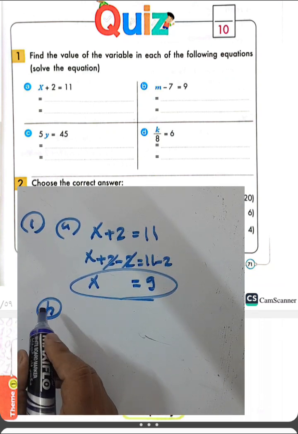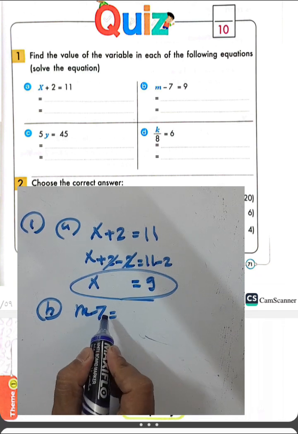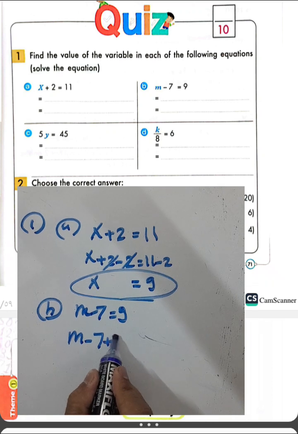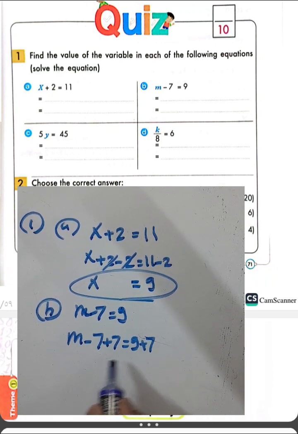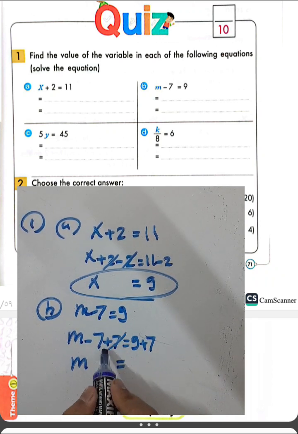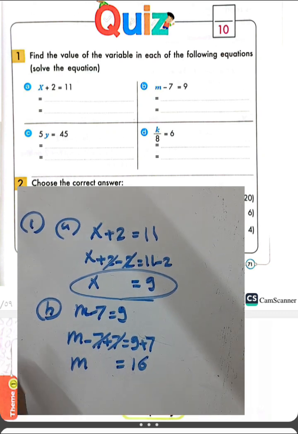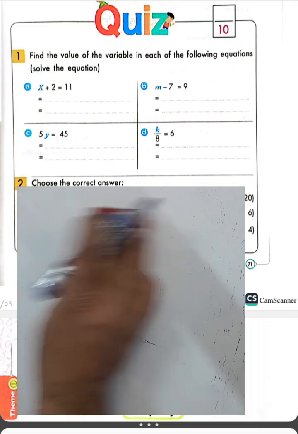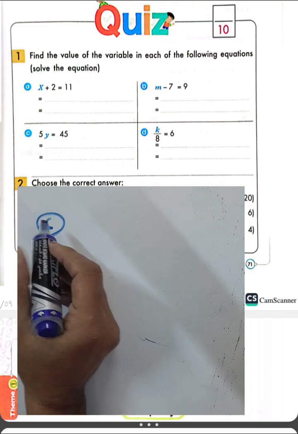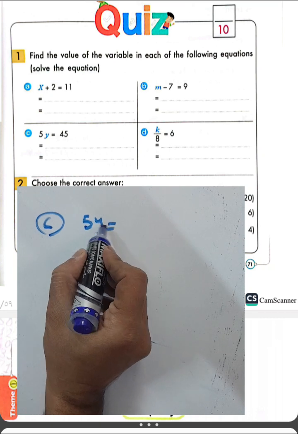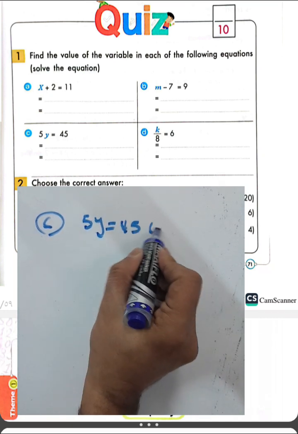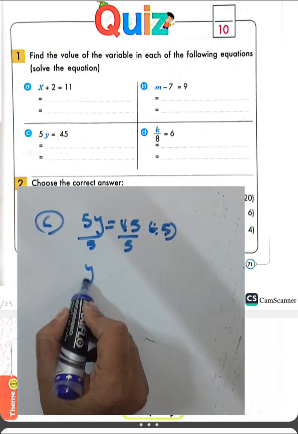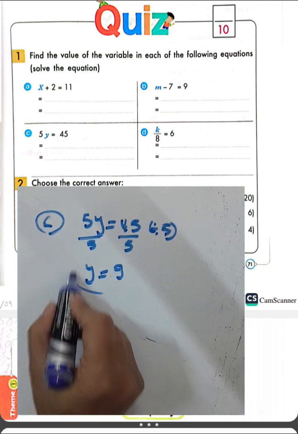Question letter B. M minus 7 equals 9. Then we can cancel negative 7 by adding 7 to the left-hand side and right-hand side. Then M will be equal to 9 plus 7, which is 16. M will be equal to 16. Letter C. 5y equals 45. You can divide by 5 to cancel the number. Then y will be 45 divided by 5, which is 9. Then y will be 9.